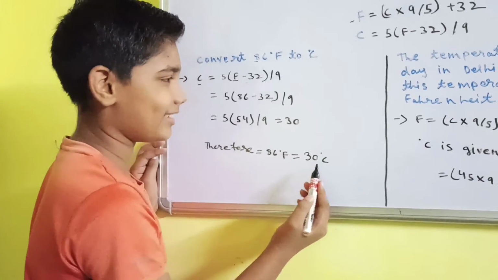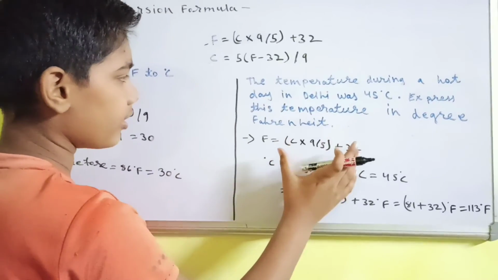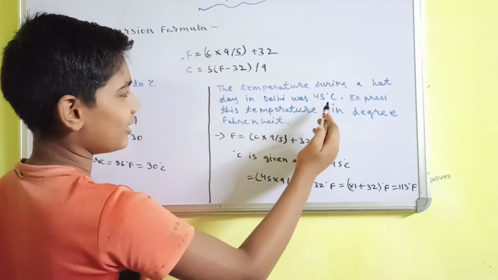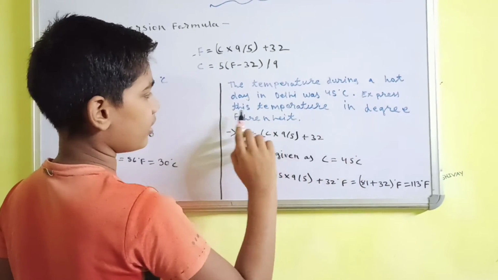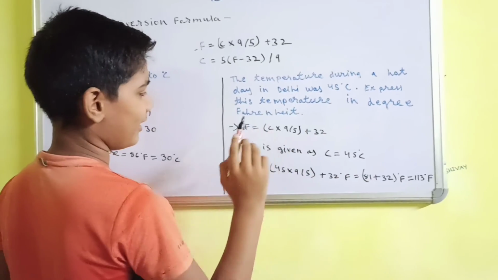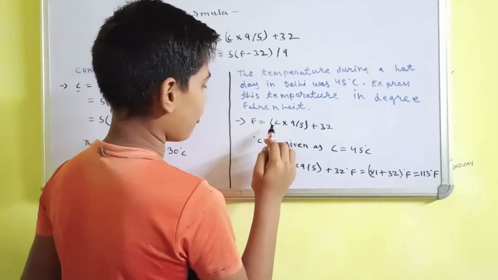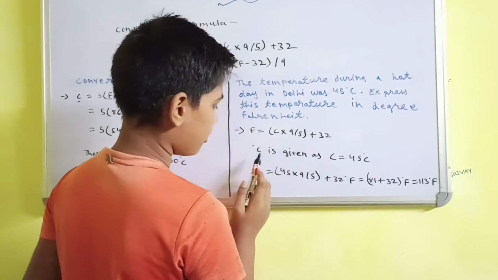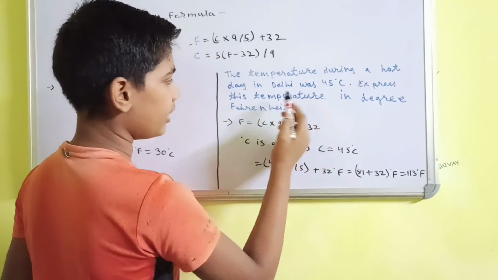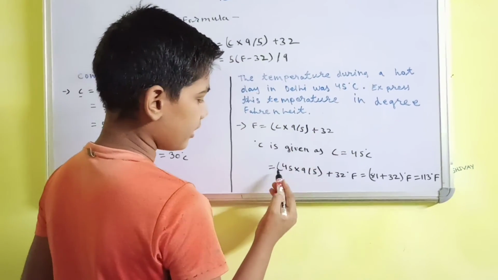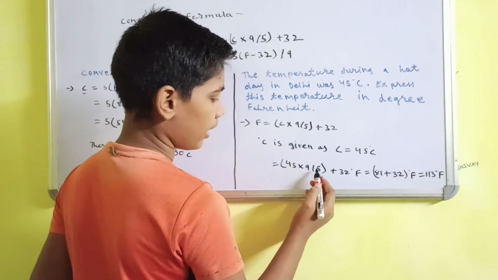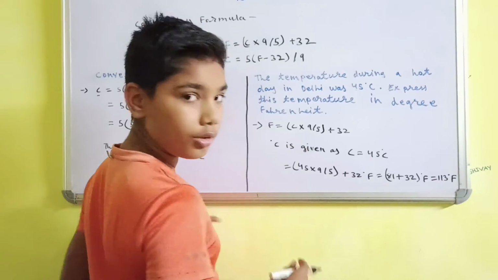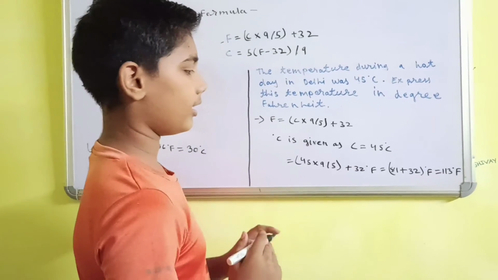So we get 30 degrees Celsius. Now the second question, for Celsius: the temperature during a hot day in Delhi was 45 degrees Celsius. Express this temperature in degrees Fahrenheit. So what is the formula for Fahrenheit? C into 9 by 5 plus 32. C is given as 45 degrees. Then the answer will be 45 into 9 by 5 plus 32 degrees Fahrenheit, which equals 81 plus 32, and the answer will be 113 degrees Fahrenheit.